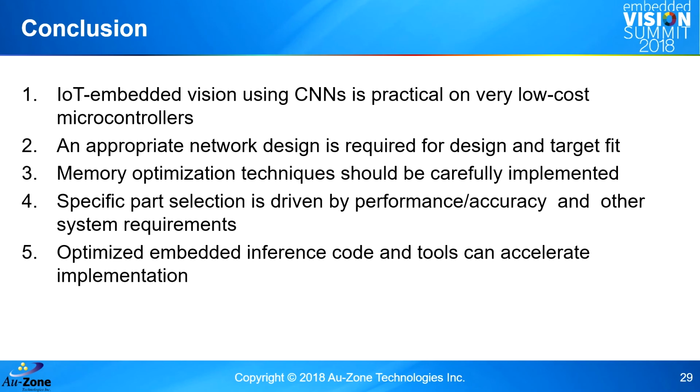So in conclusion, it is practical to implement a constrained IoT vision application in a small microcontroller. You need to carefully look at your network design in context with your data set and do proper optimization to fit it into the footprint you're trying to achieve for a given accuracy. You'll have to look at memory optimization techniques to fit it in the constrained memory. The specific part selection is going to be driven by those accuracy and performance criteria.